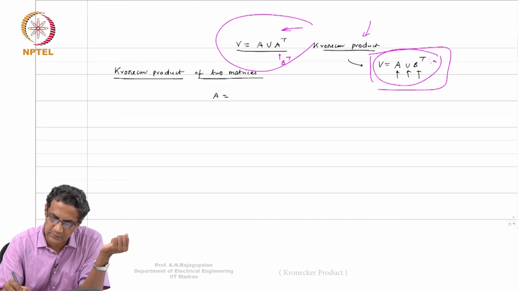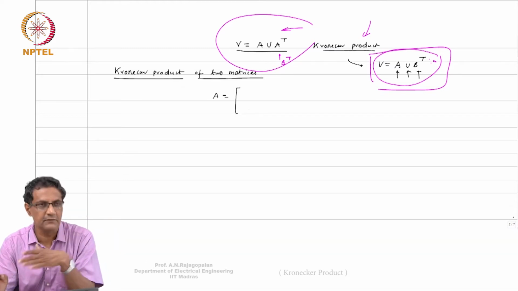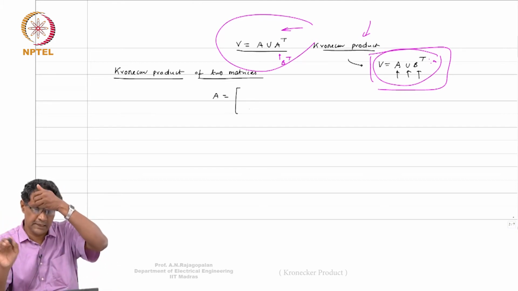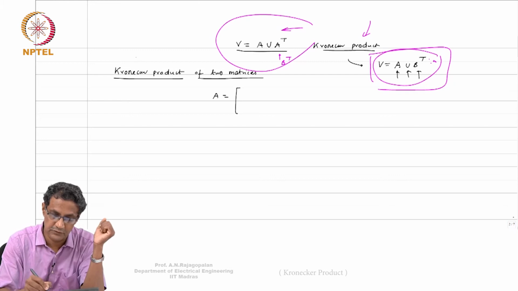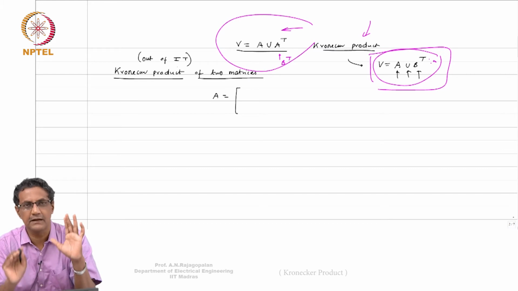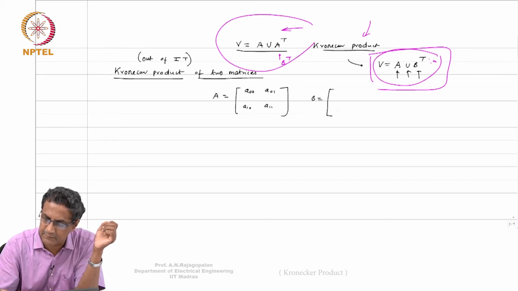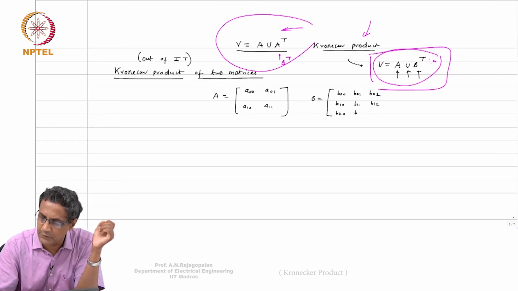Suppose I had A equal to, let's say, some A. Now we are walking away from image transforms. Whatever I write is some arbitrary matrix; none of this unitary is there. We are just looking at matrices. So let's say A is equal to A00, A01, A10, A11. Suppose I have another matrix B, which is, let's say, B00, B01, B02, something like a 3 cross 3, then B10, B11, B12, and then B20, B21, B22.